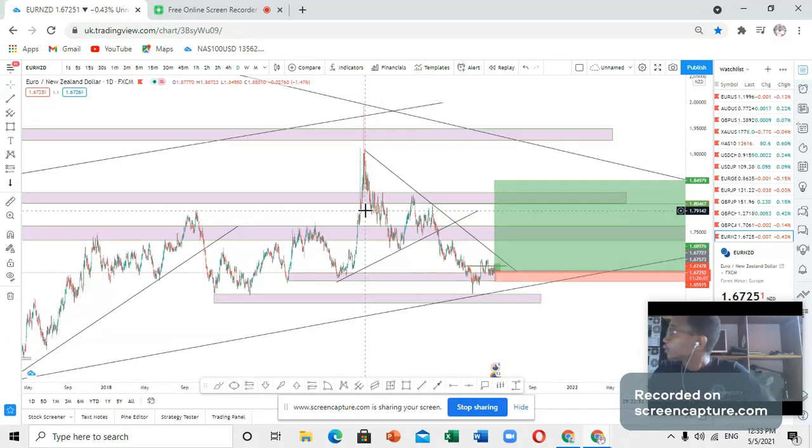You can see that we had a move to the upside at this point here. Then the market came down. We had several touches on this trend line, but then they broke out to the downside.